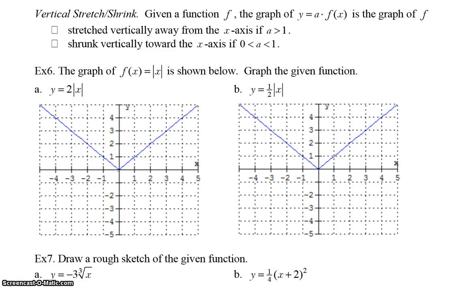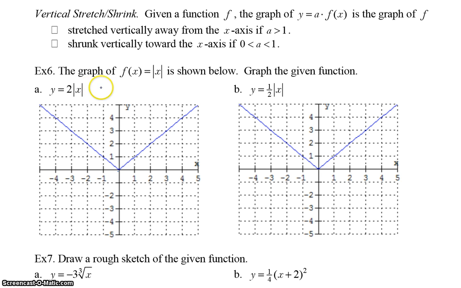Continuing now with the section 2.7 notes, we'll look at example 6 for a couple of examples of the vertical stretch or shrink, and we'll return to our familiar absolute value function since it's a very simple graph and illustrates these rules quite nicely. The graph of f of x equals absolute value of x is shown below. Graph the given function.